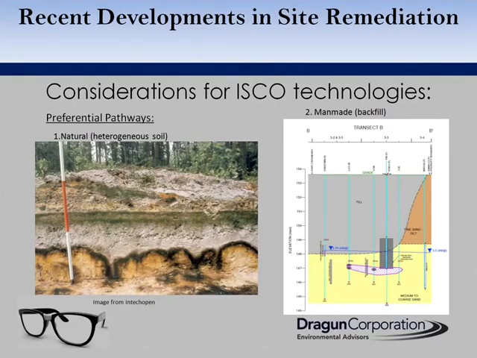Preferential pathways can be naturally occurring, such as the conceptual photo on the left, and/or man-made, such as the conceptual site model on the right side of this slide. The conceptual site model on the right is from the site we introduced at the beginning of this talk, where we injected persulfate to remediate 90% of the property.